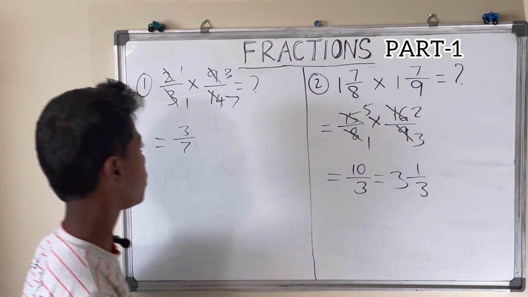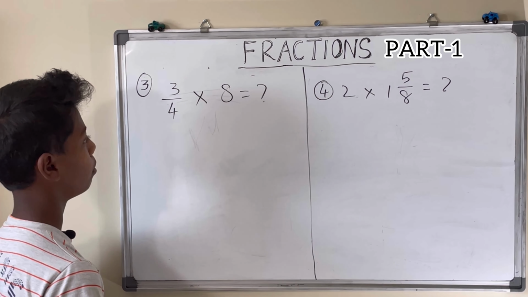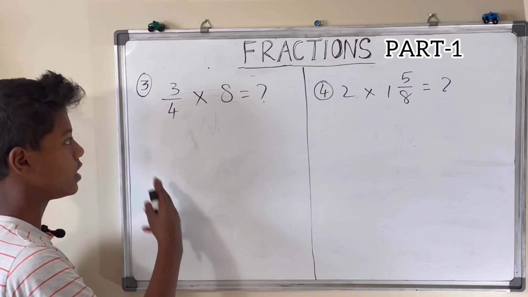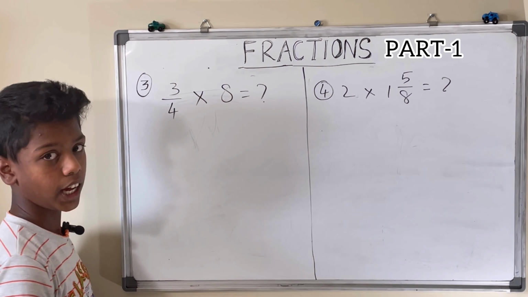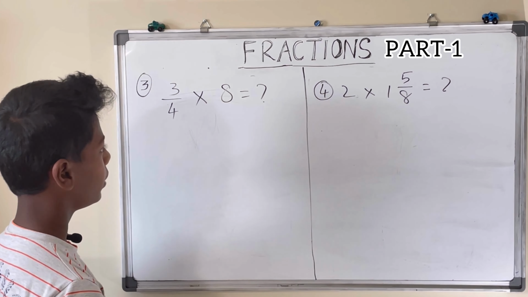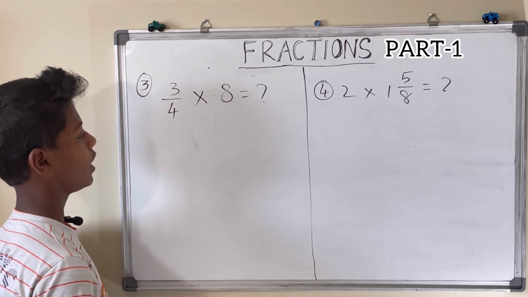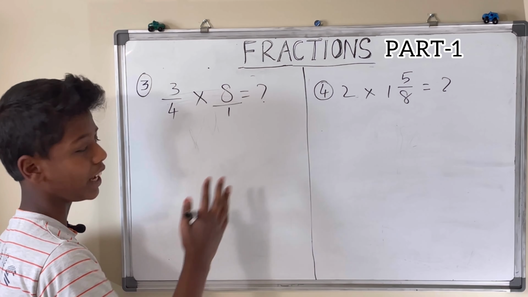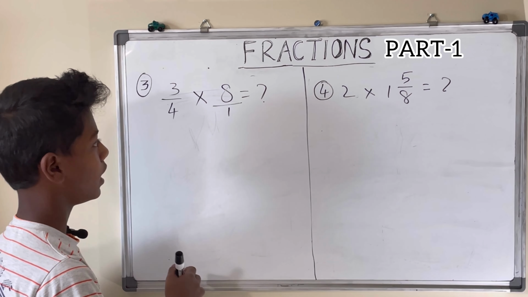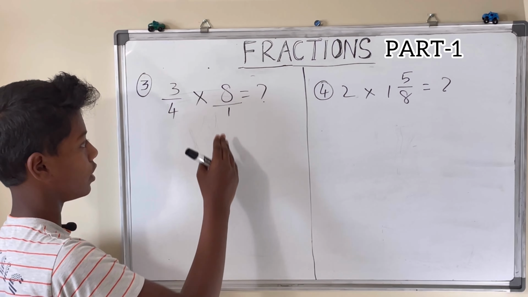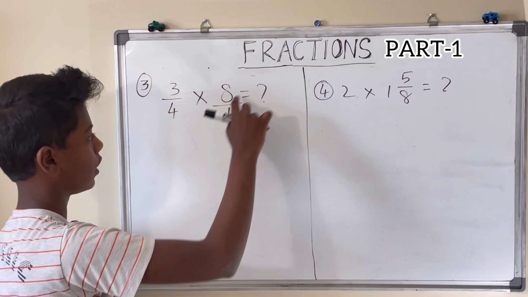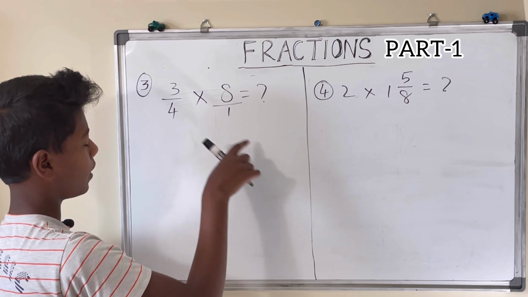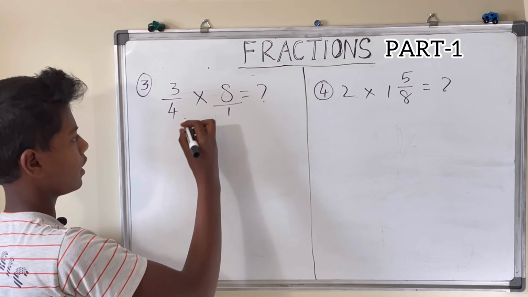Moving on to question 3: 3/4 multiplied by 8. Now we have a regular fraction and a whole number. How do we do this? Well, for our 8, we put a fraction line and a 1 underneath, because it doesn't change its value, but it helps us picture that it's a fraction, and we can cancel out easily. So now that we have a fraction times a fraction, we're going to cancel out.